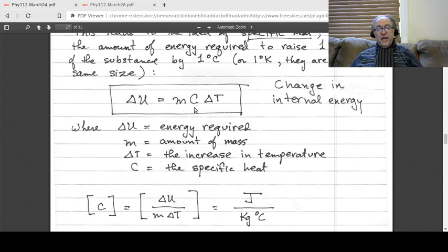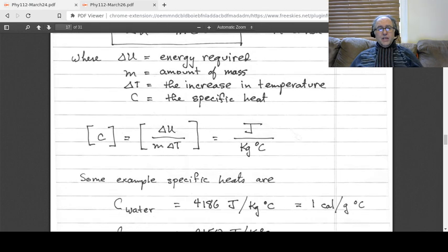And specific heat is just a quantity that depends on the type of material. We can actually rearrange that formula and look at the units. The units of the specific heat are the units of delta U divided by m delta T, and that's equal to joules divided by kilograms degrees Celsius.